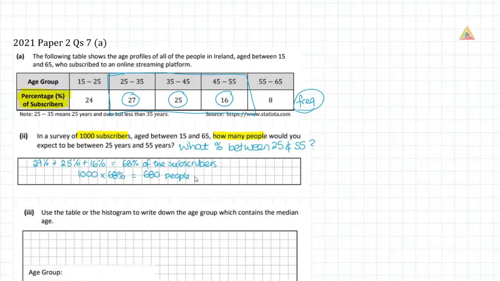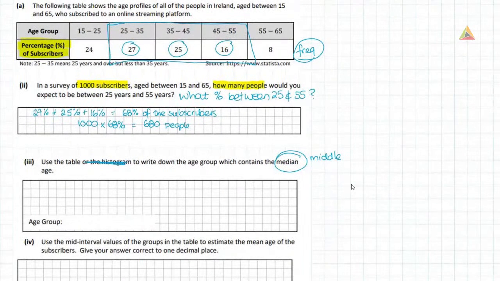For part 3, it says use the table or the histogram to write down the age group which contains the median age. Now, we don't have a histogram drawn here, so we're only going to use the table to write down the age group which contains the median. The median, remember, is going to be our middle. So we're looking for our middle value when they're in order from smallest to biggest. When we have a grouped frequency table like this, they're in order from smallest to biggest, so we're looking for what's halfway.